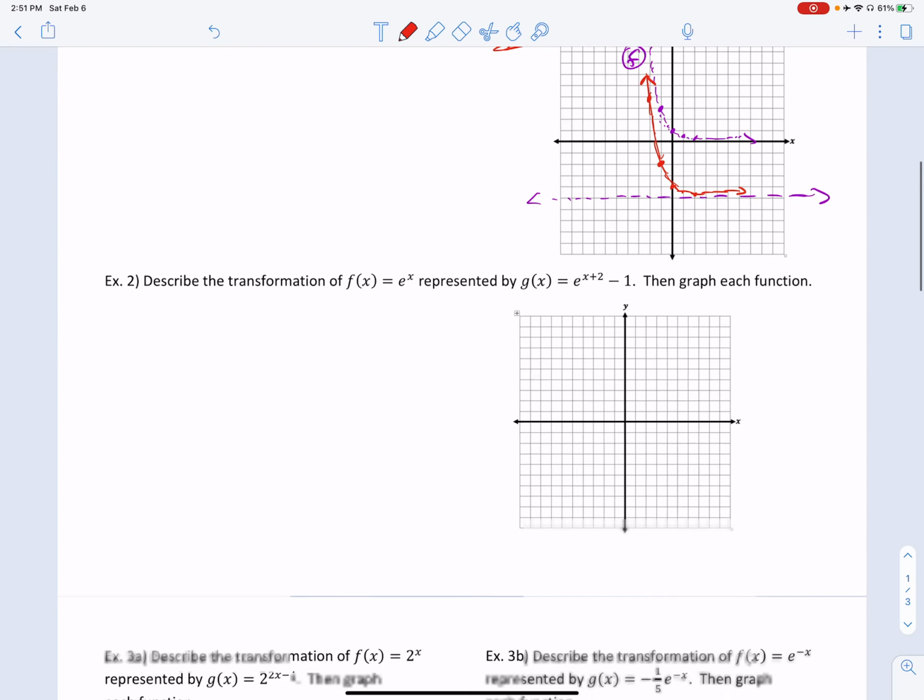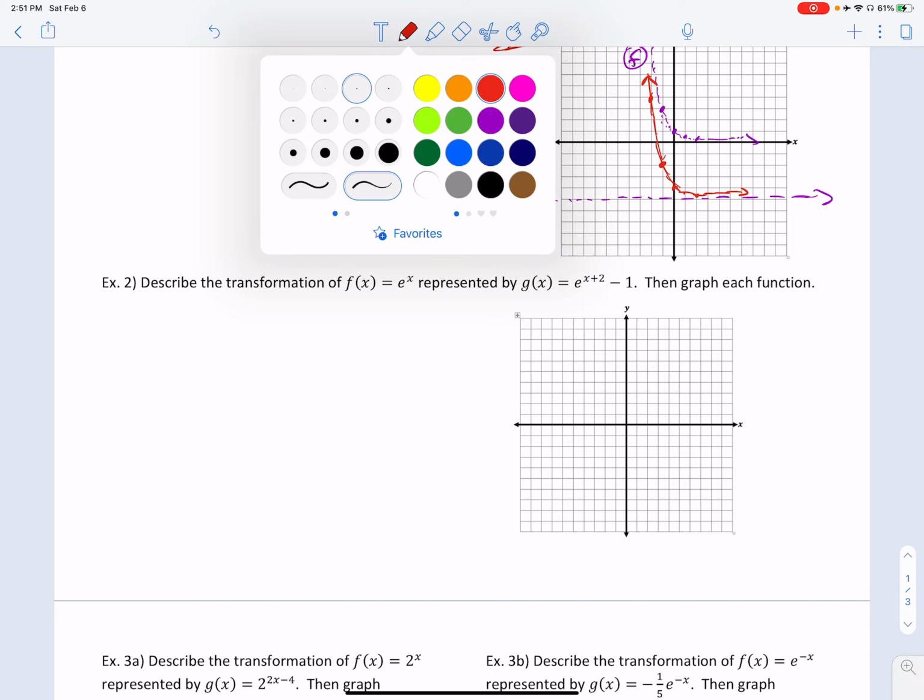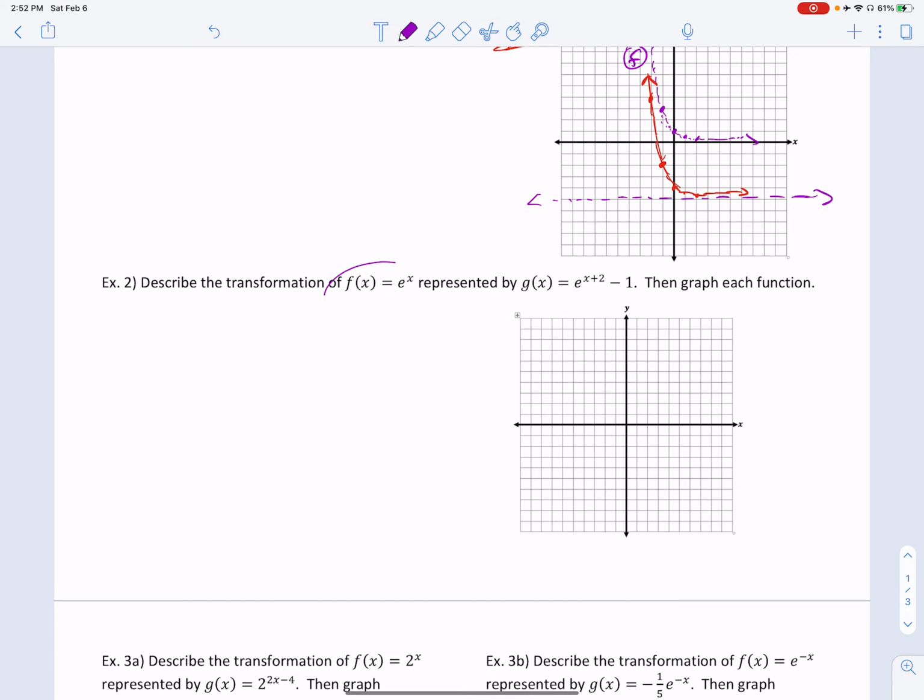Now, this next one is going to involve some memorizing. Our parent function here is y equals e to the x, and then we're transforming it. And g is, since we have an x plus 2, that's left 2, and a -1, it's down 1. So g is a shift left 2 and down 1 of the function f. Oh, by the way, on the last one, I should have labeled that this is g.